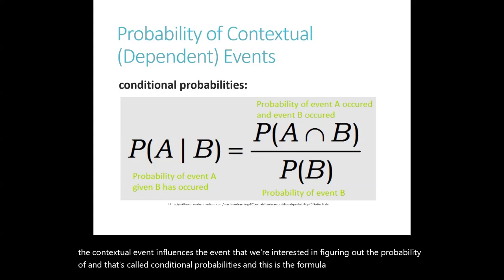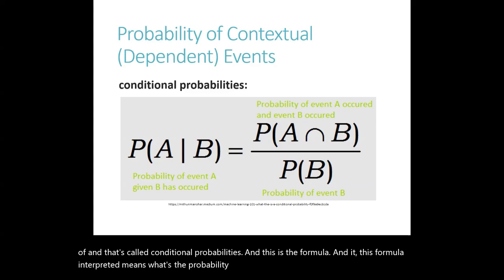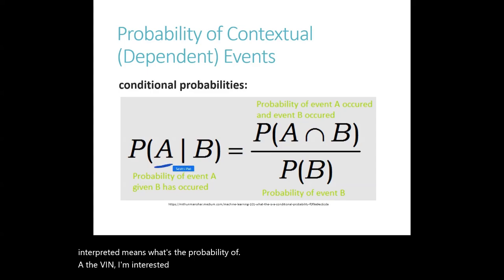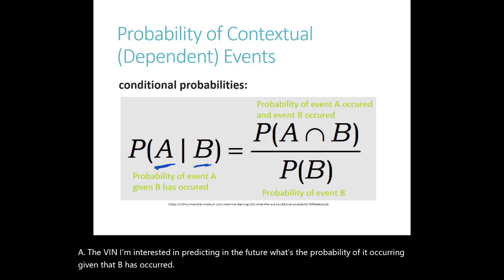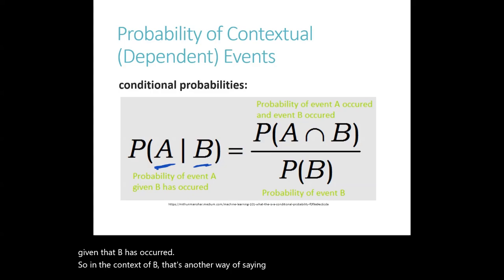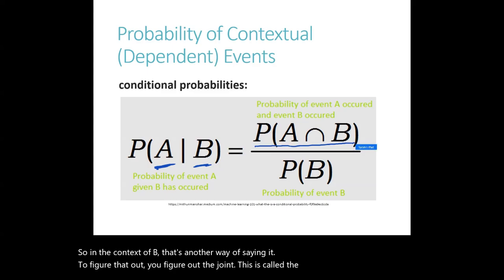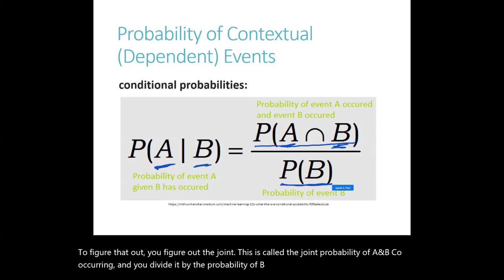And this formula interpreted means: what's the probability of A, the event I'm interested in predicting in the future, occurring given that B has occurred? So in the context of B, that's another way of saying it. To figure that out, you figure out the joint probability of A and B co-occurring, and you divide it by the probability of B occurring.